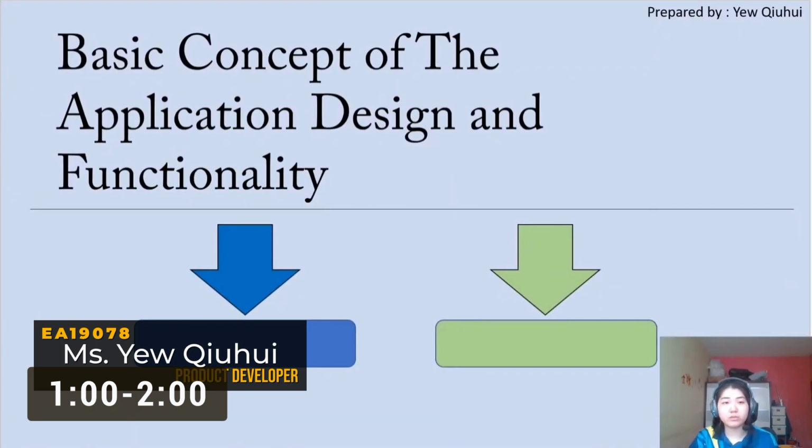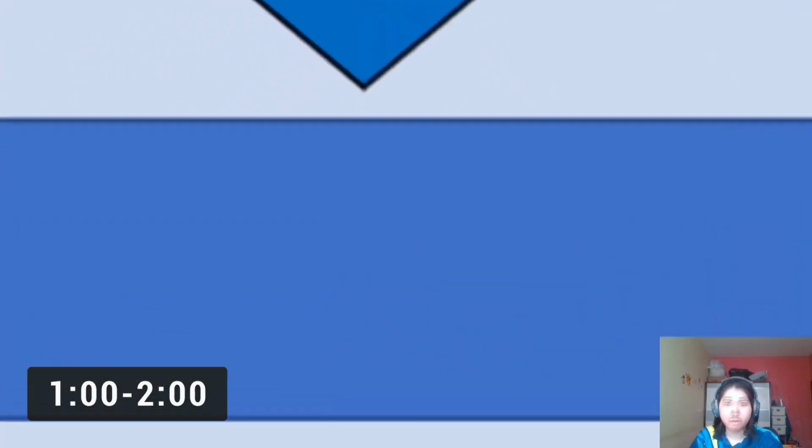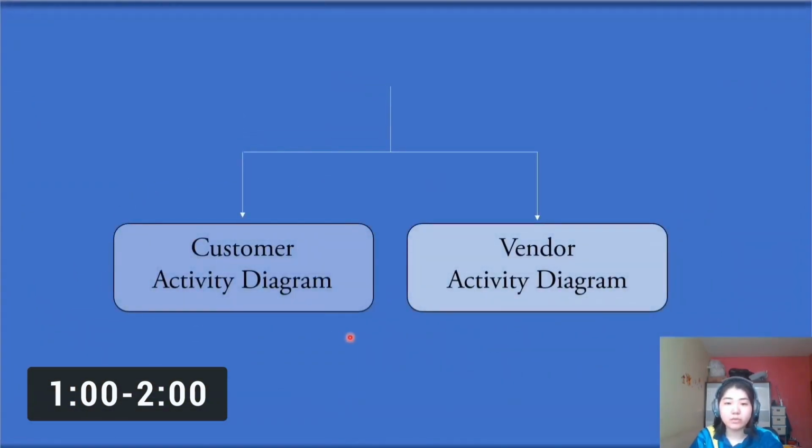Chuboi, and I'm here now to share the basic concept of the BESA application design and the functionality. First, I'm talking about the activity diagram, and next I will talk about the navigation map. For the activity diagram, they have 2 parts, for customer and vendor.